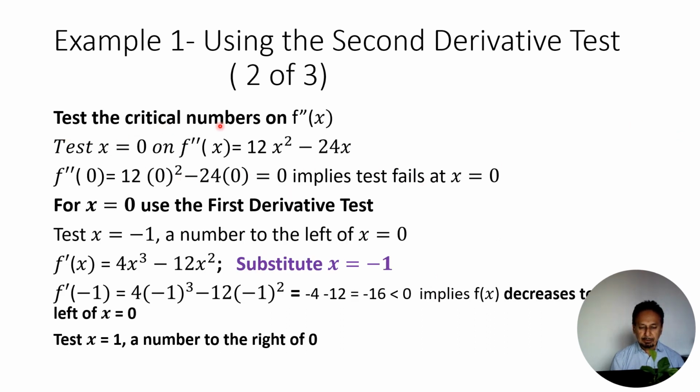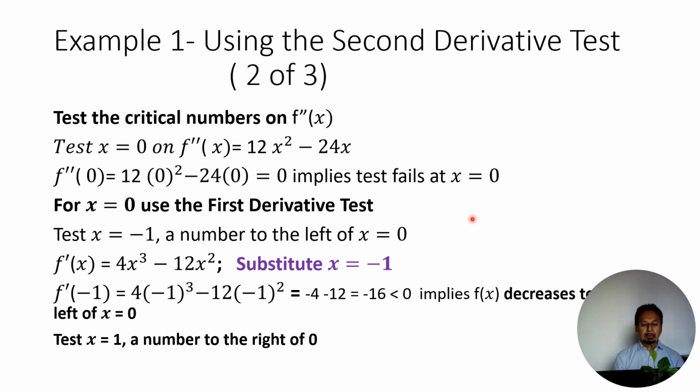So we're going to test the critical numbers on the second derivative. Let's test x equals 0 on the second derivative, 12x squared minus 24x. This is the c value, the critical number, so we substitute x equals 0 in both places. We have f double prime of 0 equals 12 times 0 squared minus 24 times 0. Well, this becomes 0, this becomes 0, so we have 0. So it looks like this test fails at x equals 0.